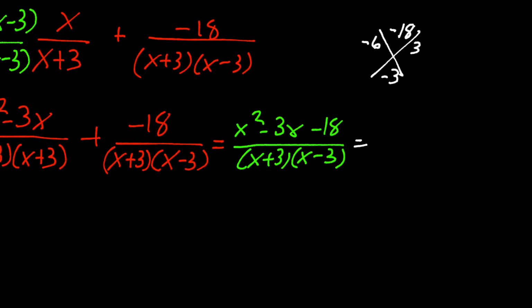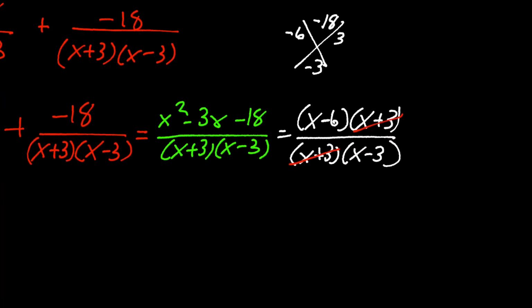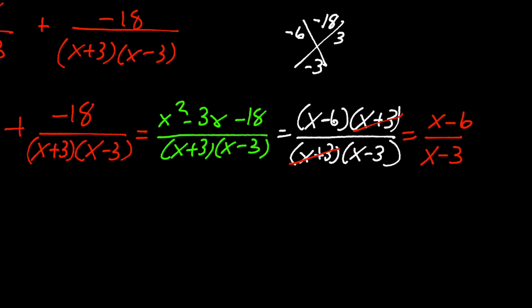So this is going to factor down to x minus 6 times x plus 3 all over x plus 3 times x minus 3. And wouldn't you have it, we can simplify. They both share an x plus 3, top and bottom, so we are going to cancel those out. And then we have our final answer, x minus 6 over x minus 3.